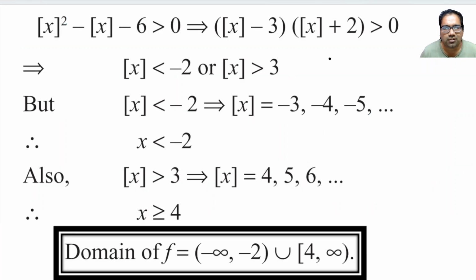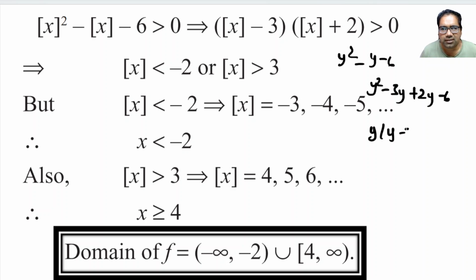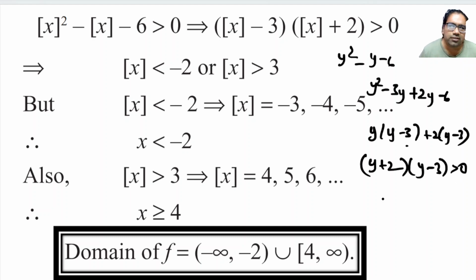If you try to solve y² minus y minus 6, we can write it as y² minus 3y plus 2y minus 6, which is nothing but y into y minus 3 plus 2 into y minus 3. That means y is either 3 or y is minus 2. So we have y plus 2 into y minus 3, and ideally this should be greater than 0. That's what we are looking for.